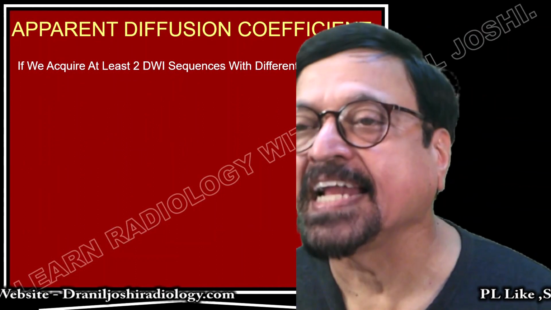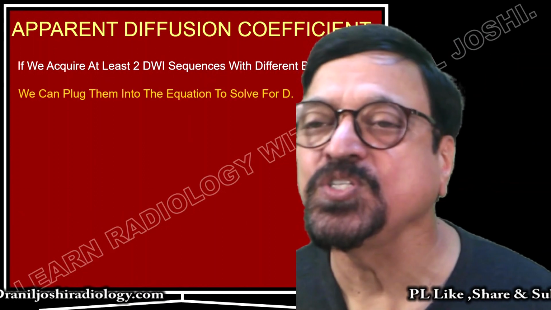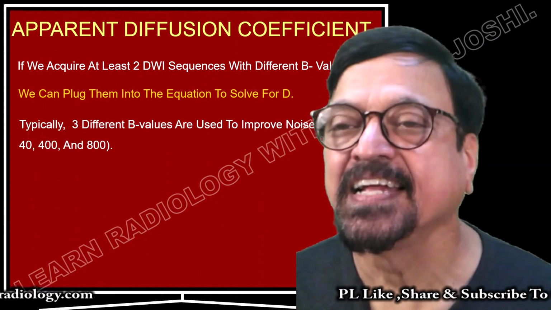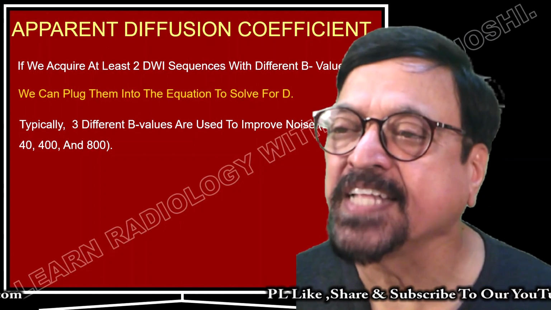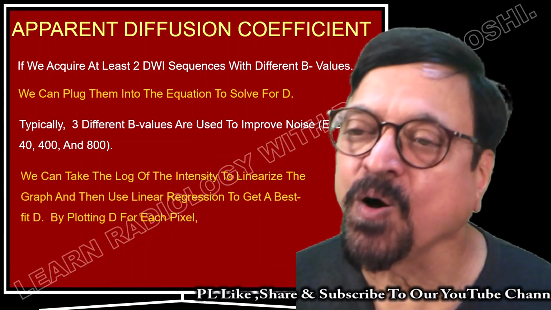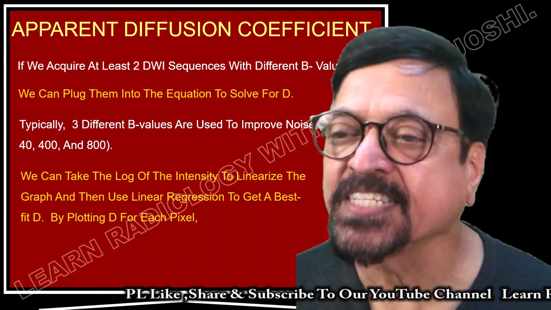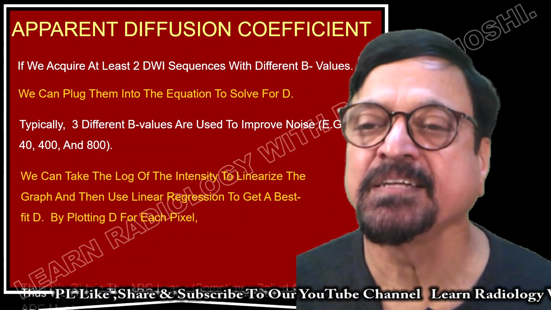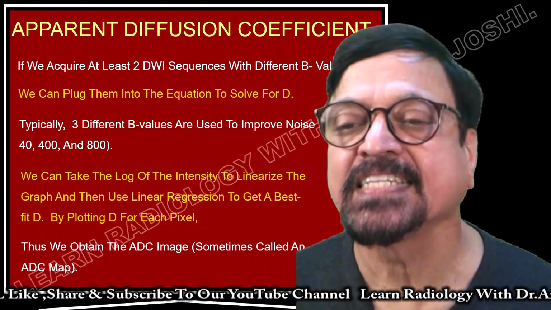If we acquire at least 2 DWI sequences with different B values, we can plug them into an equation to solve for D. Typically, 3 different B values are used to improve noise, that is 40, 400 and 800. We can take the log of intensity to linearize the graph and then use linear regression to get a best fit D by plotting D for each pixel. Thus, we can obtain ADC images, sometimes called the ADC map.